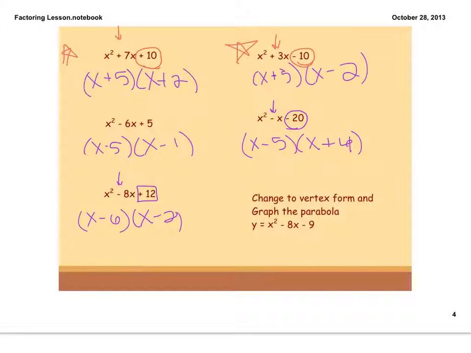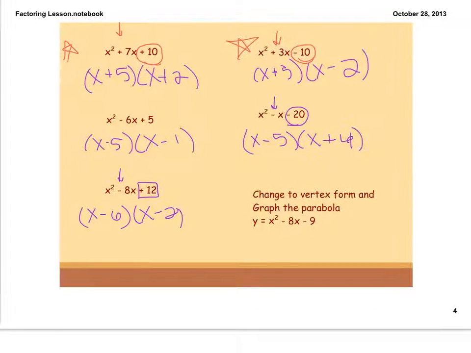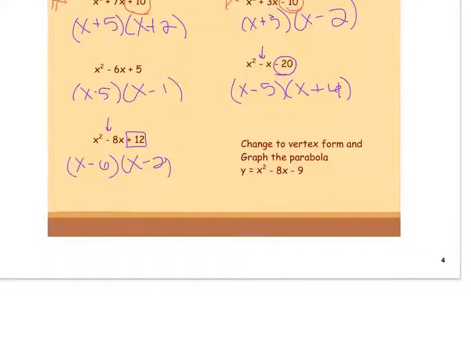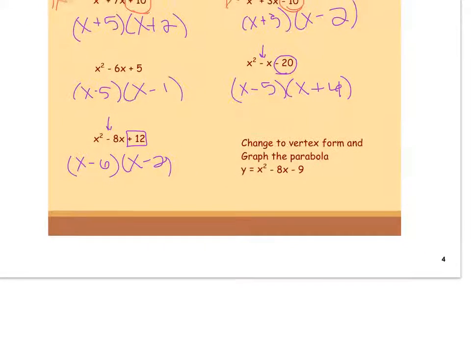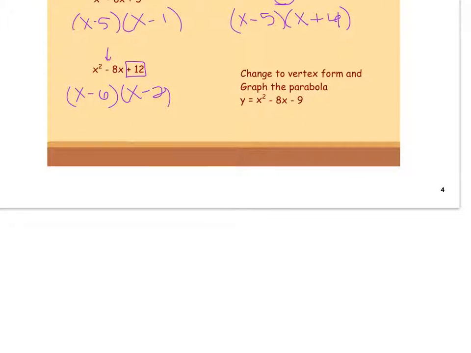Now, if you look at this last one, change to vertex form and graph, so that was sort of just a continuation of the lesson that we did, 5.1, 5.2. So if I look, I'm just going to put this down here so you can see it a little better. y plus 9, x squared minus 8x. Remember that to rewrite this in vertex form, we want to complete the square.